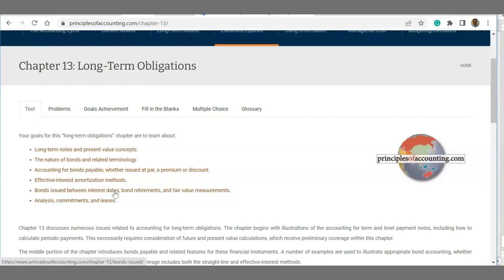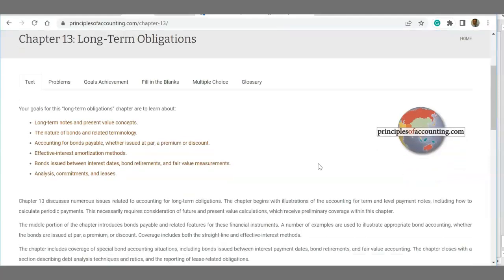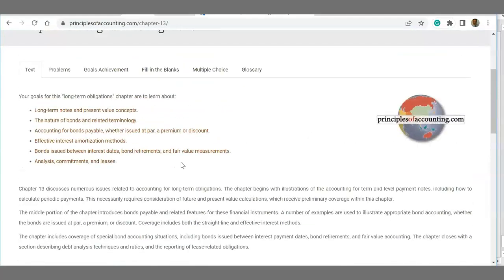Bonds issued between interest dates, bonds retirement and fair value measurement of the bond, and analysis, commitments, and leases. A very comprehensive chapter, so buckle up. Let's cover some portion of this together, in regards to chapter 13.